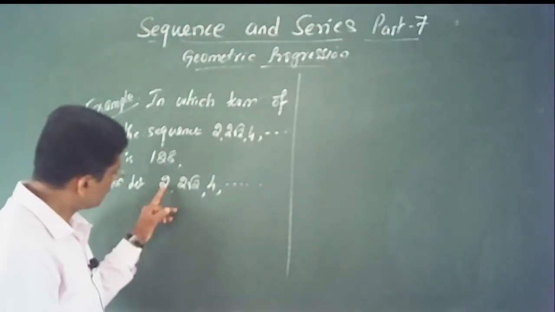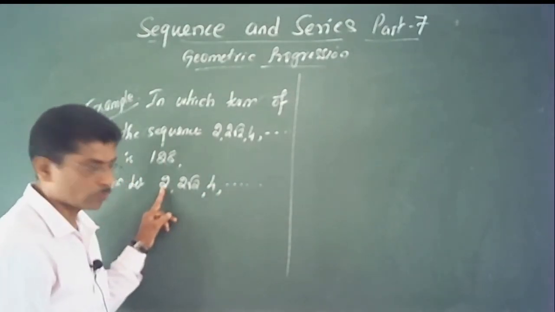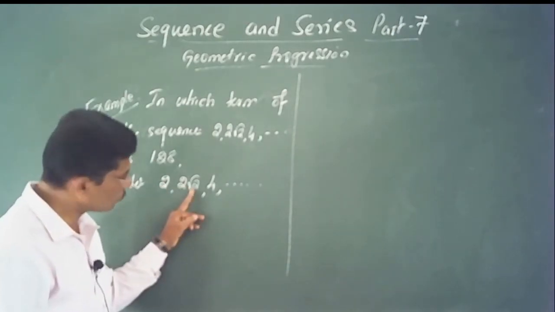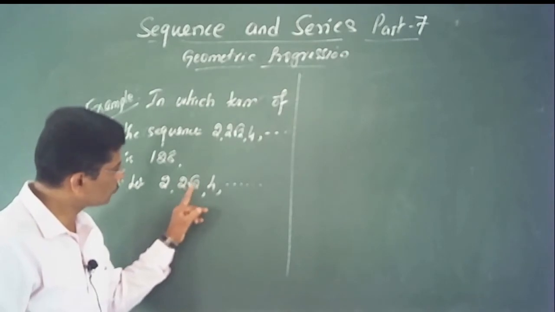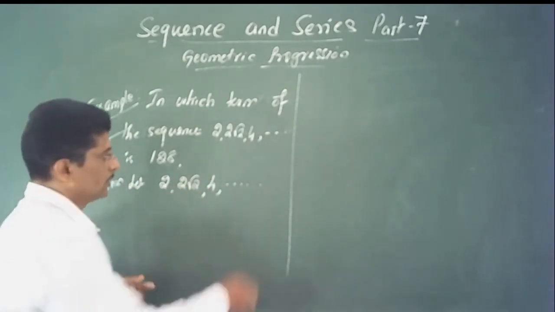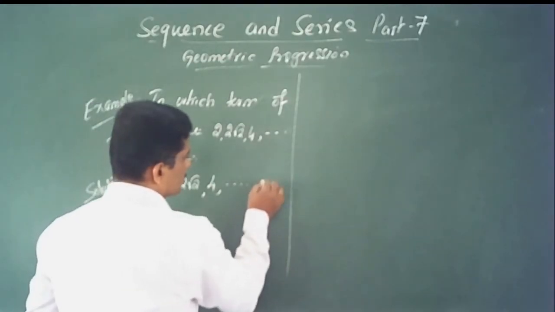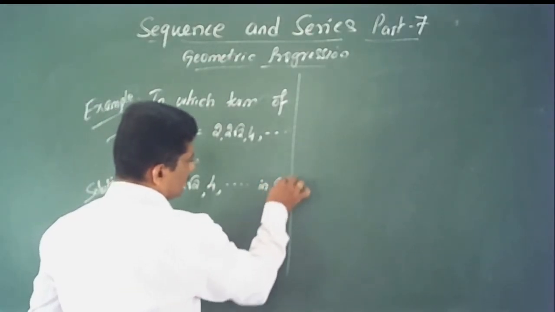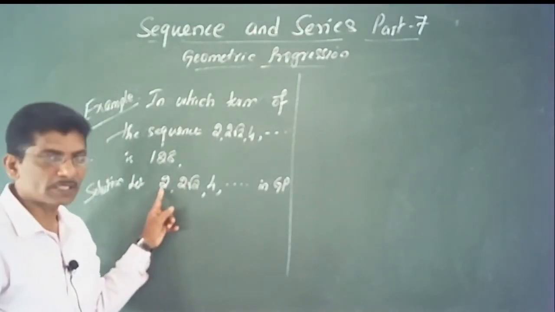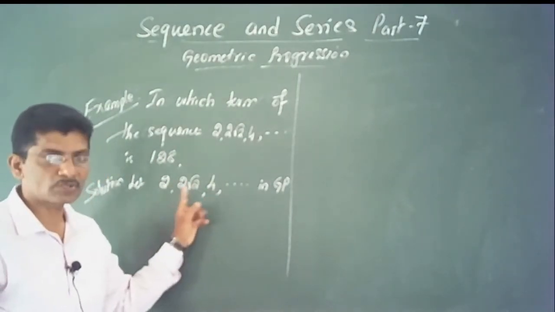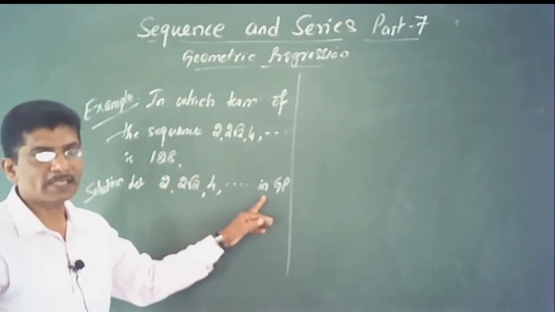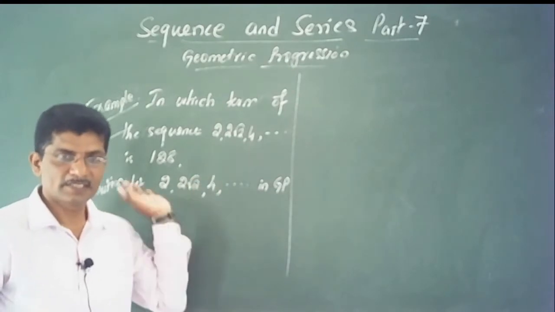Here you know that multiplying 2 by root 2, you get 2 into root 2, the second term. Multiplying 2 into root 2 by root 2, you get 2 into 2, which is 4. Therefore, can you say the given sequence is in AP, or in GP? It is not AP, okay? 2 into root 2 minus 2 is not equal to 4 minus 2 into root 2. But if you look at the ratio, it is the same. Therefore, the given sequence is in GP.